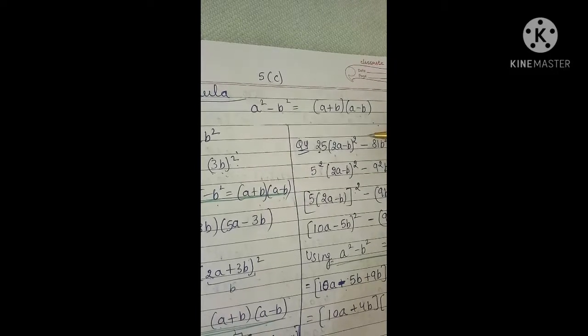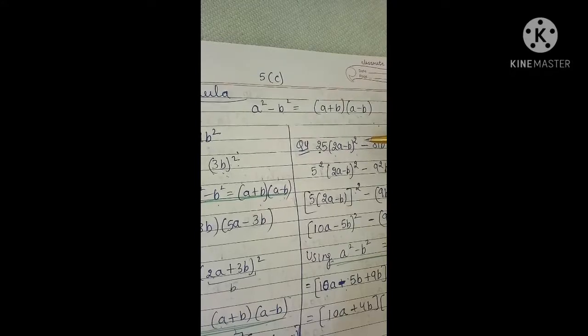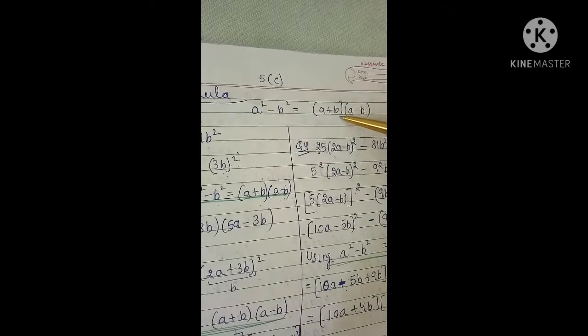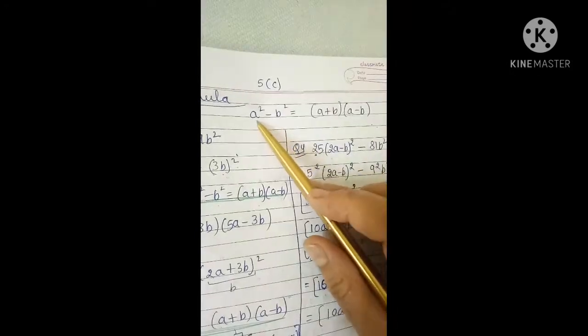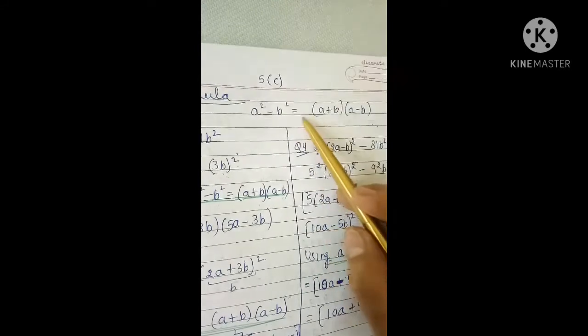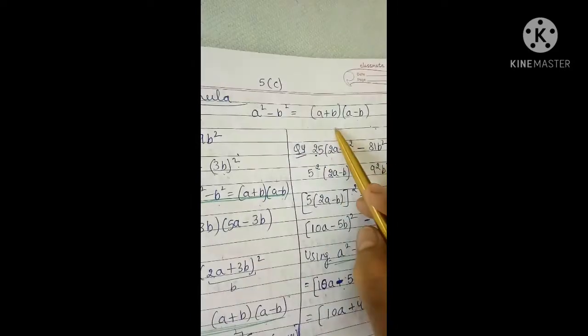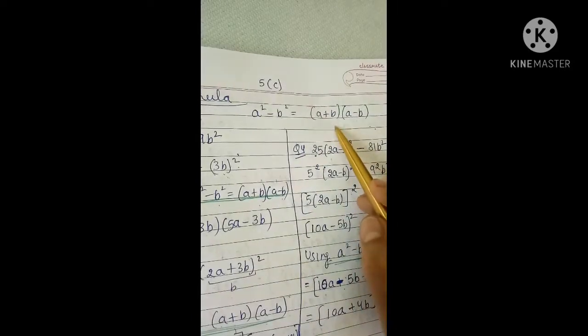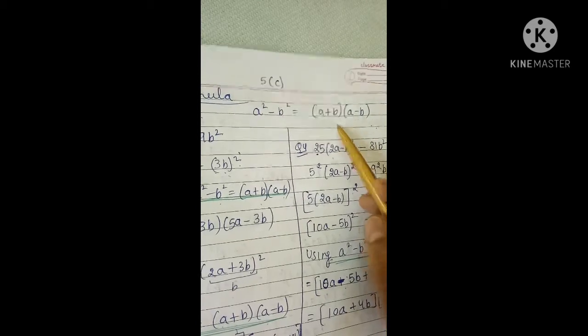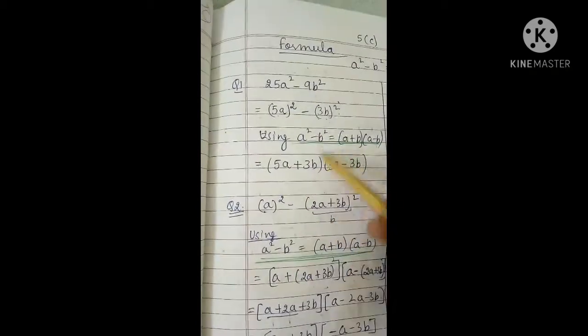Hello students, in this video we will discuss exercise 5C and 5D. In exercise 5C we can use this formula, that is a square minus b square equal to a plus b into a minus b. In most questions we are going to use this formula, and this formula you have already done in chapter number 4, expansion. So let us start the exercise.